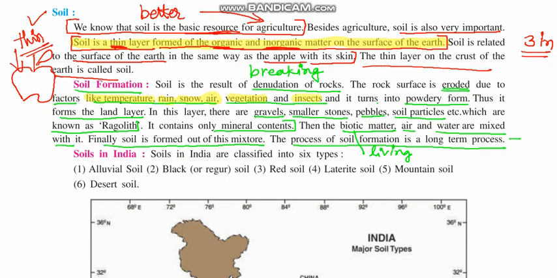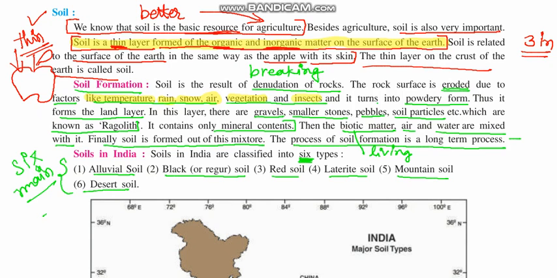Now, soils available in India. Soil in India is classified into 6 types. Remember this, this again will be asked in standard 10th. Soil is classified into 6 types: alluvial soil, black soil or regur soil, red soil, laterite soil, mountain soil, and desert soil. So these are the 6 main types of soil available in India.